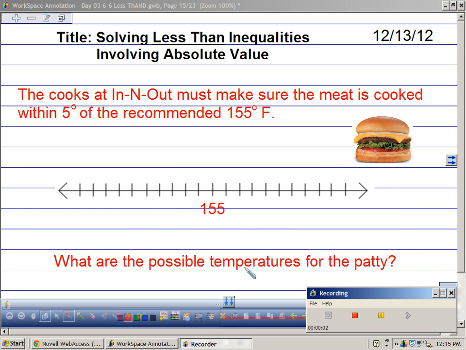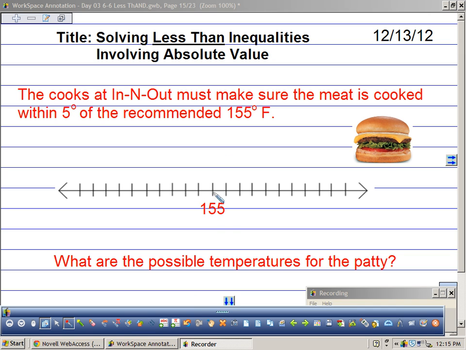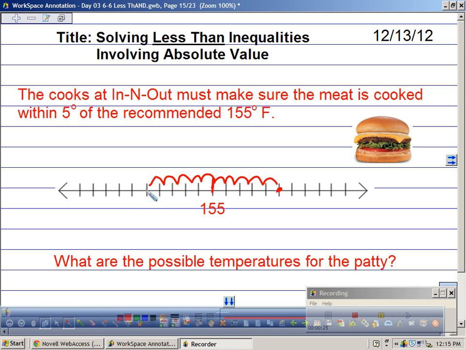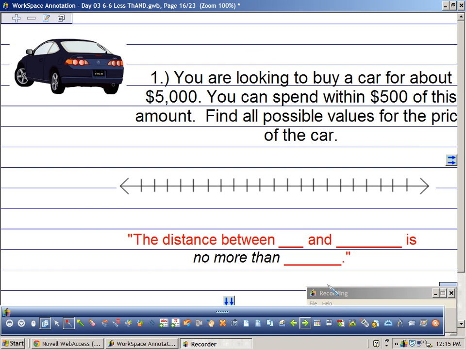Okay, so the cooks at the In-N-Out must make sure the meat is cooked within 5 degrees of the recommended 155 degrees. Right, Randy? Yeah. So if 155 is recommended, it must be within 5 degrees of 155. So we're looking for the range between those values.